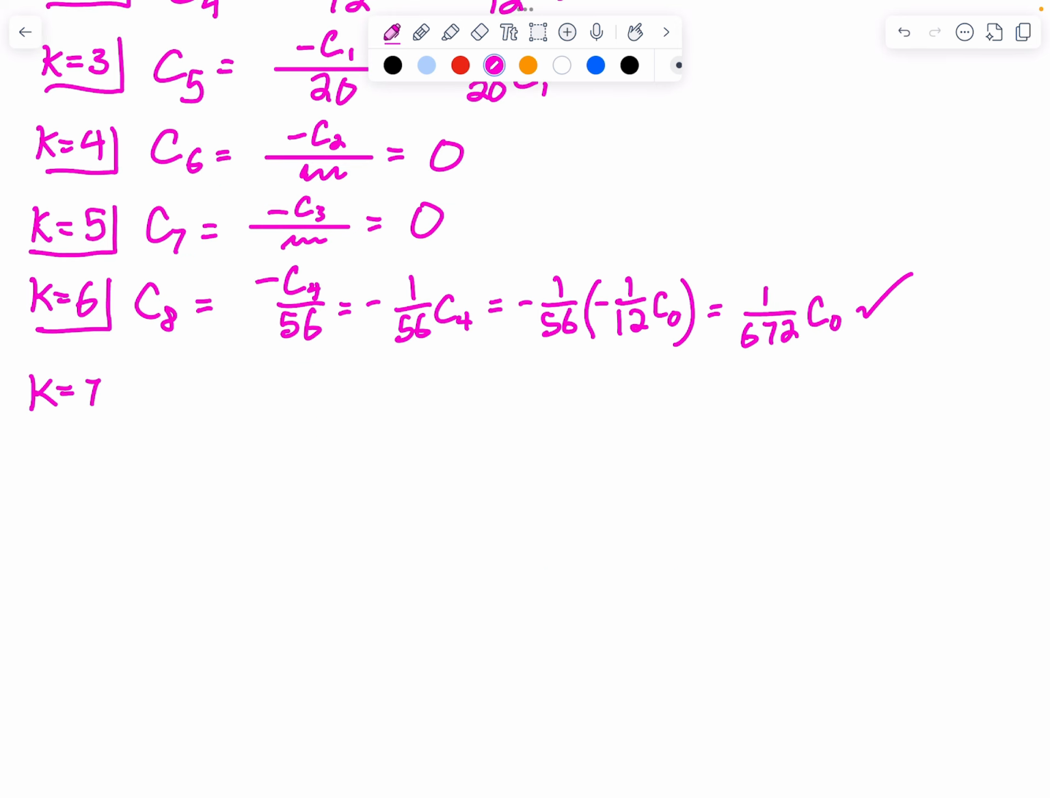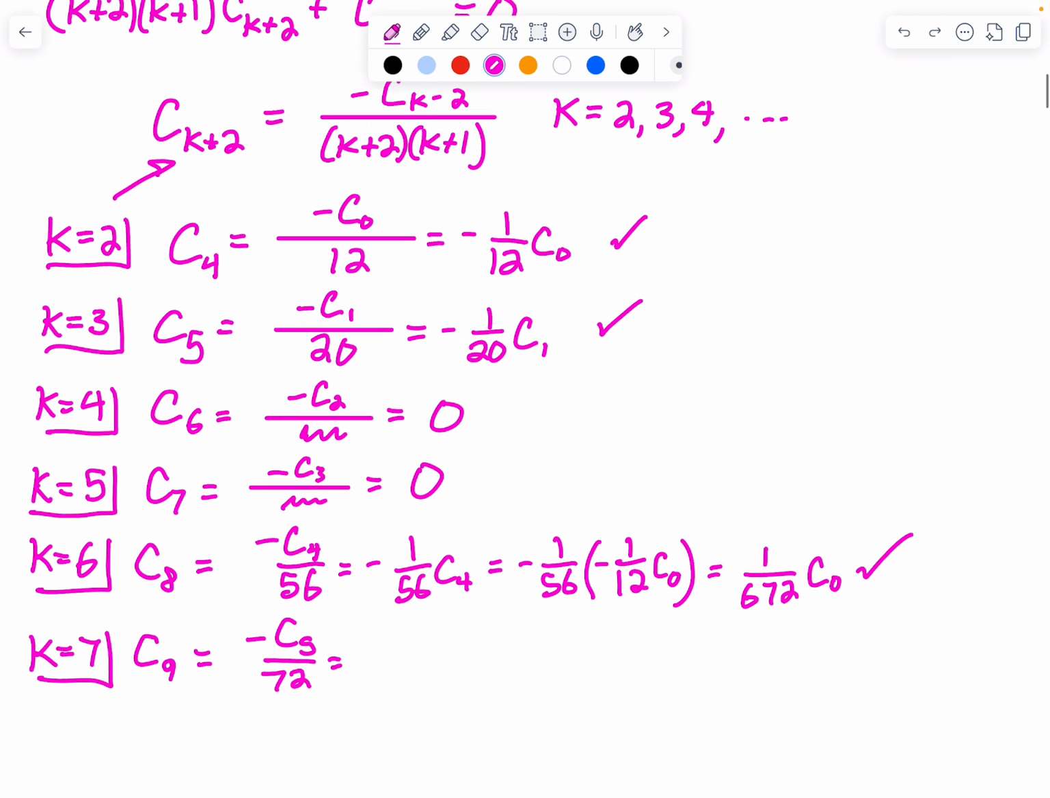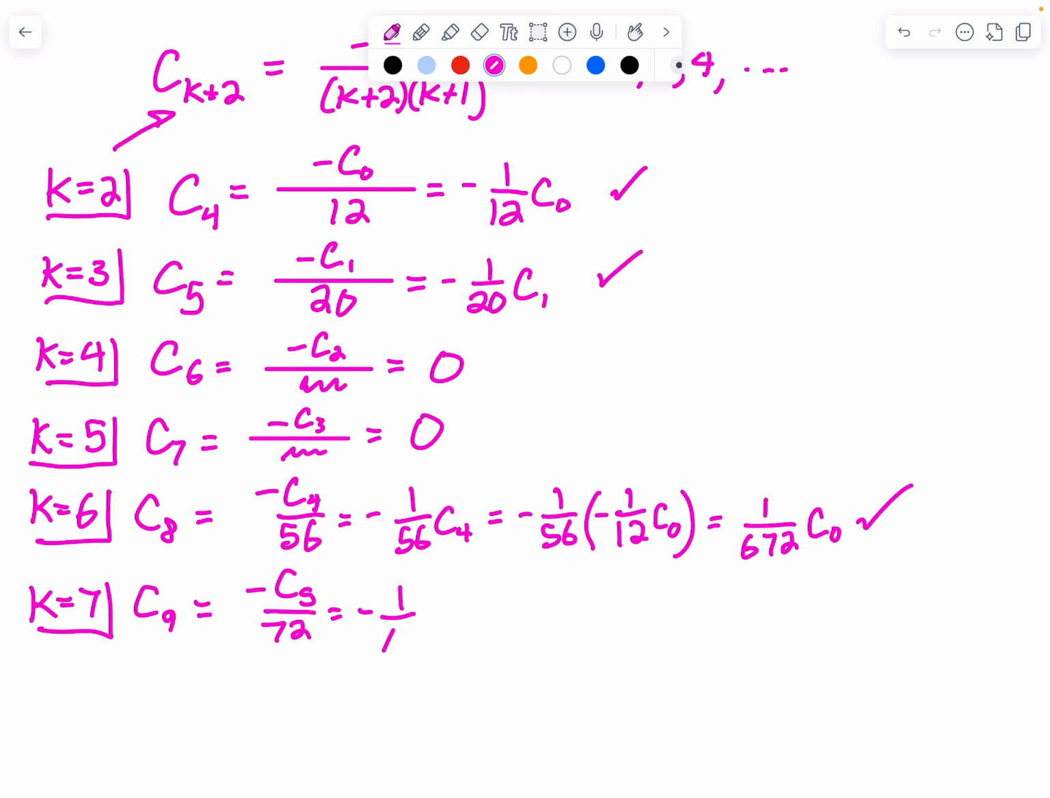K equals 7 gets me C9, which is negative C5, over, and then if I plug in 7 into that above, I'm going to get 72. So remember, I'm just plugging back up into here every single time. So I get negative 1 over 72 times C sub 5, not 2 to the 5th, C sub 5. Replace C sub 5 with its definition up here, negative 1 over 20 C1. This is going to be 1 over 1440 C1.